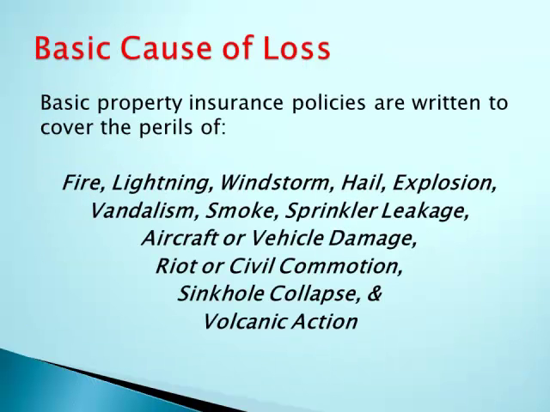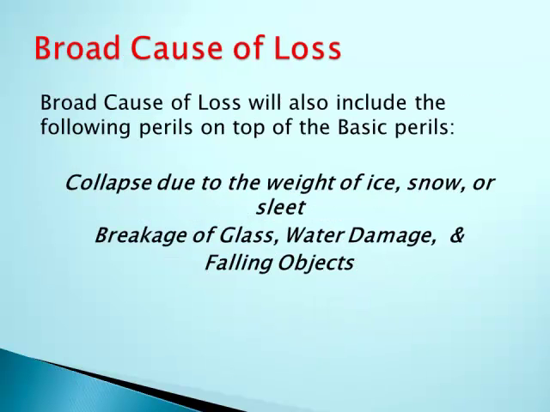Next, we get into the different kinds of causes of loss. Basic cause of loss is just going to give you coverage for a list of perils. The list of perils are fire, lightning, windstorm, hail, explosion, vandalism, smoke, sprinkler leakage, aircraft or vehicle damage, riot or civil commotion, sinkhole collapse, and volcanic action. That's going to be your basic perils.